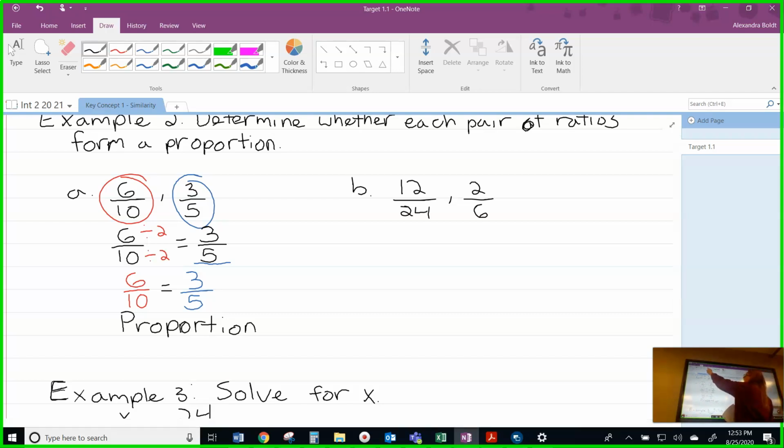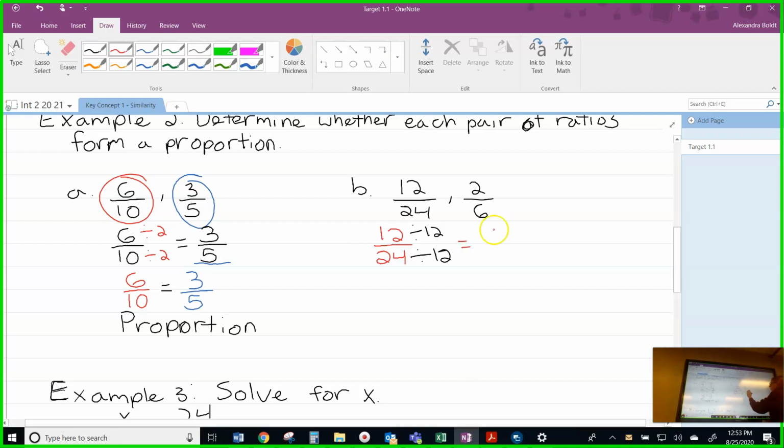Okay, looking at part B, again, I'll start with the 12 out of 24. Both 12 and 24 are divisible by 12. So 12 divided by 12 is 1, 24 divided by 12 is 2. Again, you can always use that Desmos calculator to help you out with getting these fractions as well.